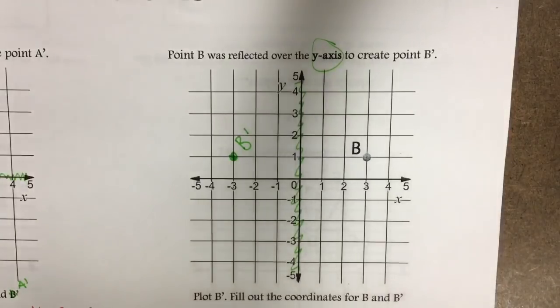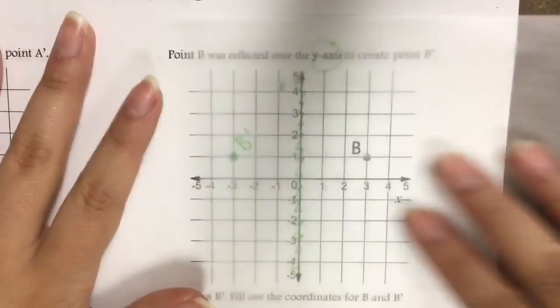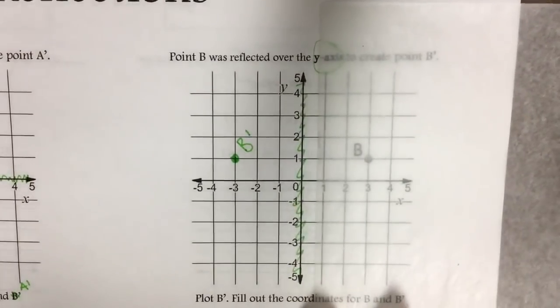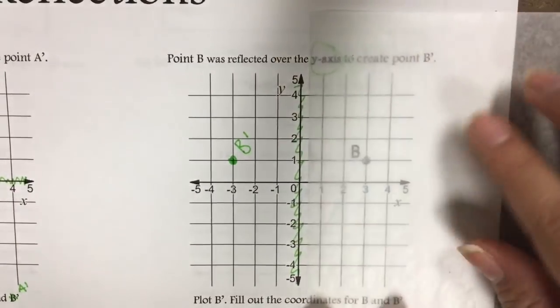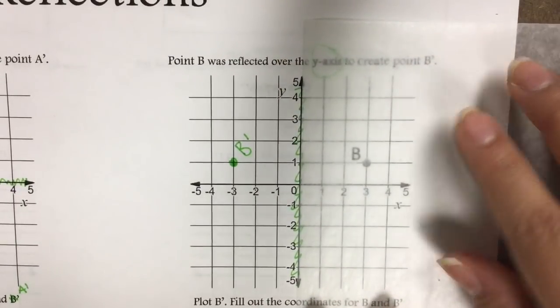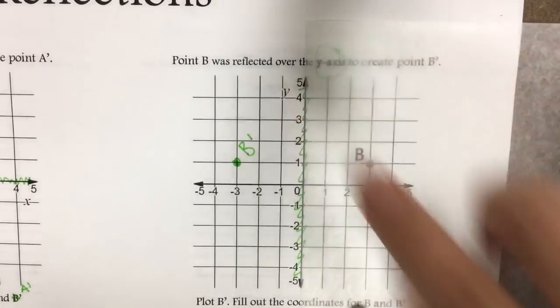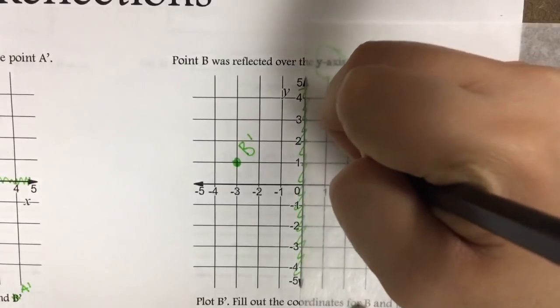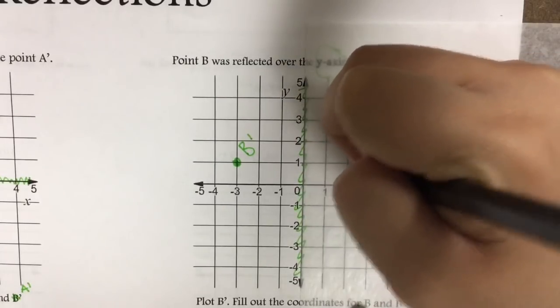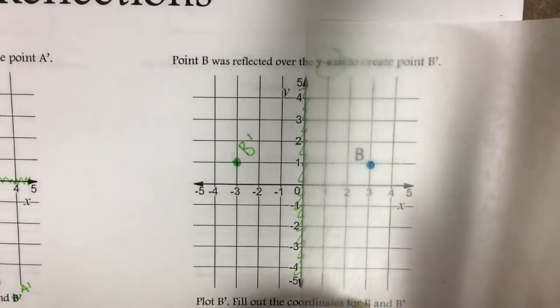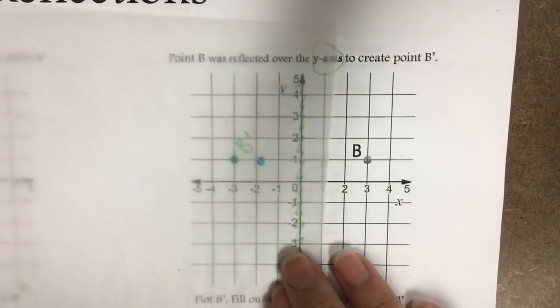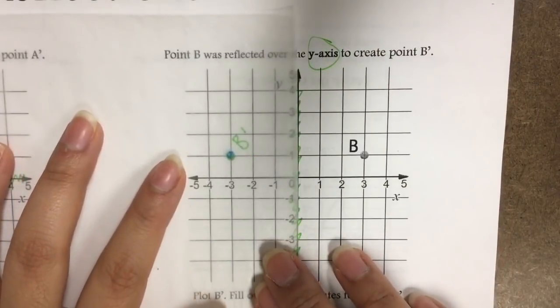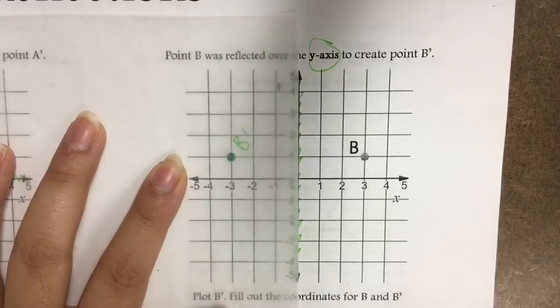Another way to do it is if you prefer using patty paper. We're going to match up the edge of the patty paper here with the axis, the line of reflection, the axis that we're going to be reflecting over. So we're going to go ahead and plot point B, and then we're just going to get our patty paper and flip it over. So here we have B prime. So that's the same one that we marked. So there's two ways to do it.